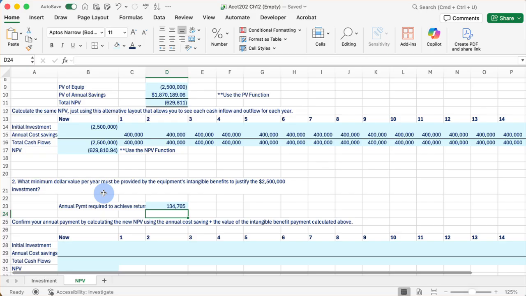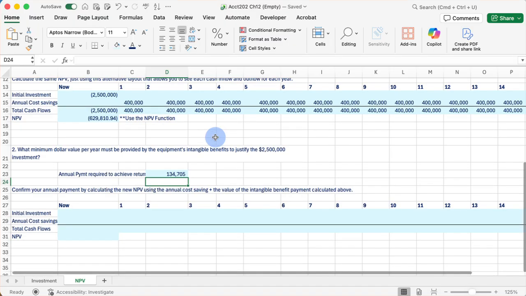And so what this means is that of all of our intangible benefits, let's just pretend that it is happiness and improved quality and whatever else. As a manager, is that worth $134,000 per year? If it is not, then we still reject this project. If it is, if all of those intangible benefits can be justified for $134,000 a year, then we can go ahead and accept this project.